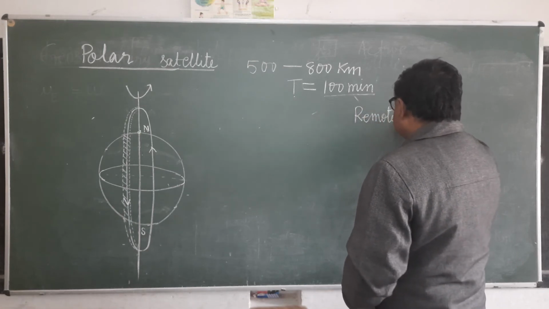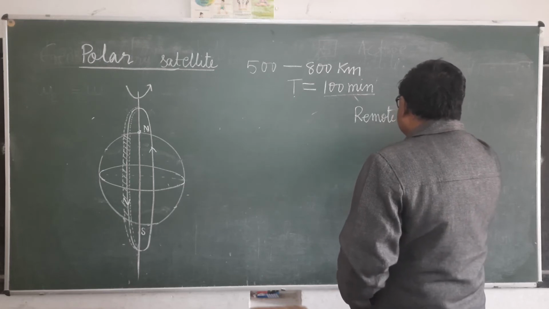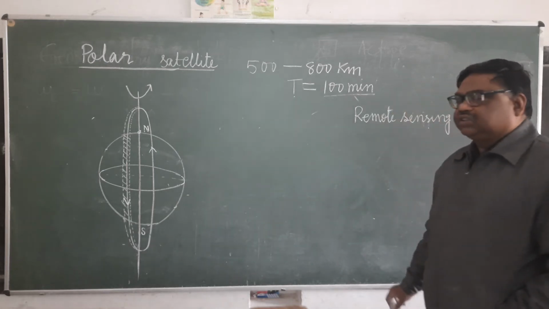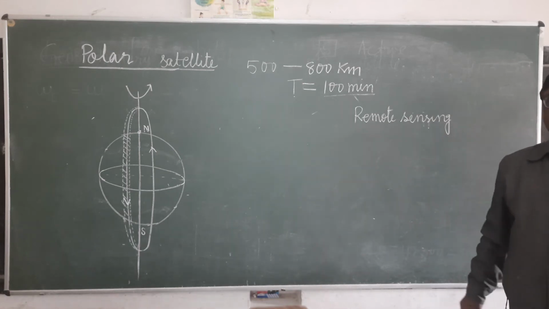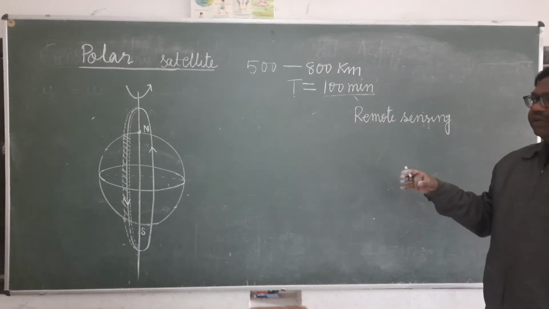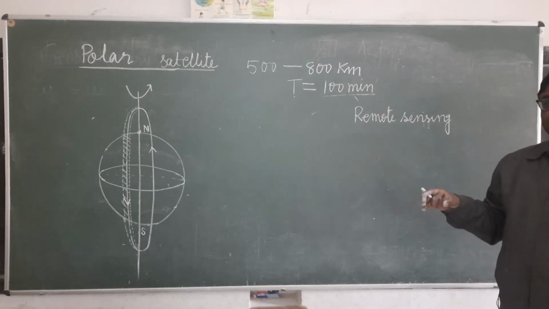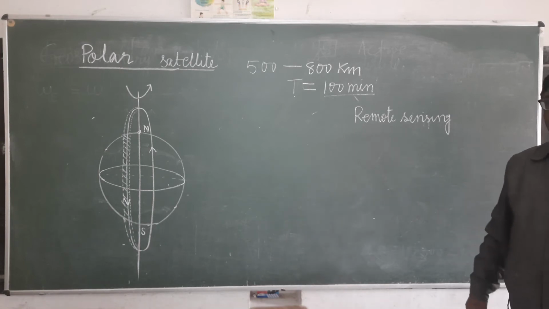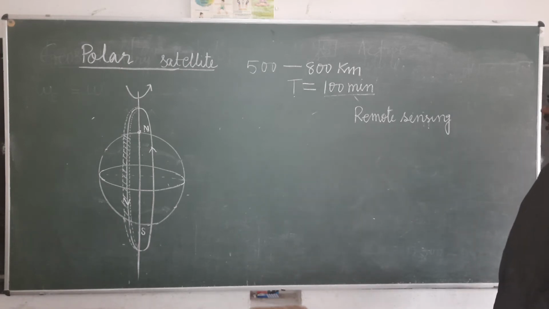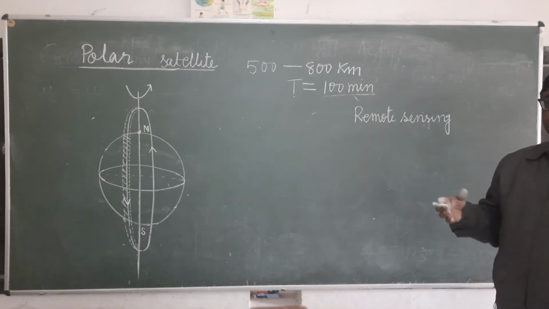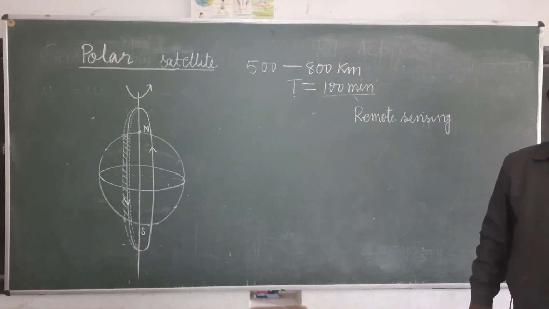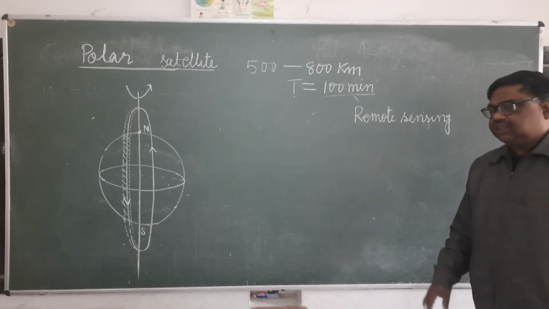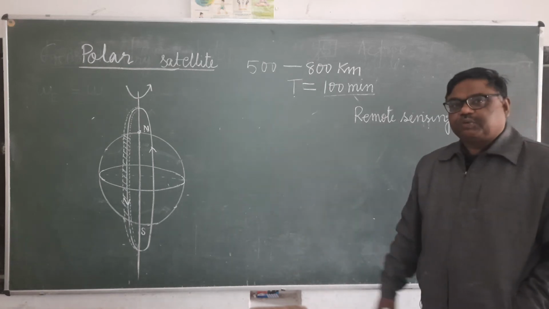Remote sensing means to know about something from a distance without coming in contact, in physical contact. So what will happen? Polar satellites will take number of pictures of the whole earth, and then on the basis of that it will be predicted that this much area is occupied by the water. During the raining season there is this much flood in this much portion.